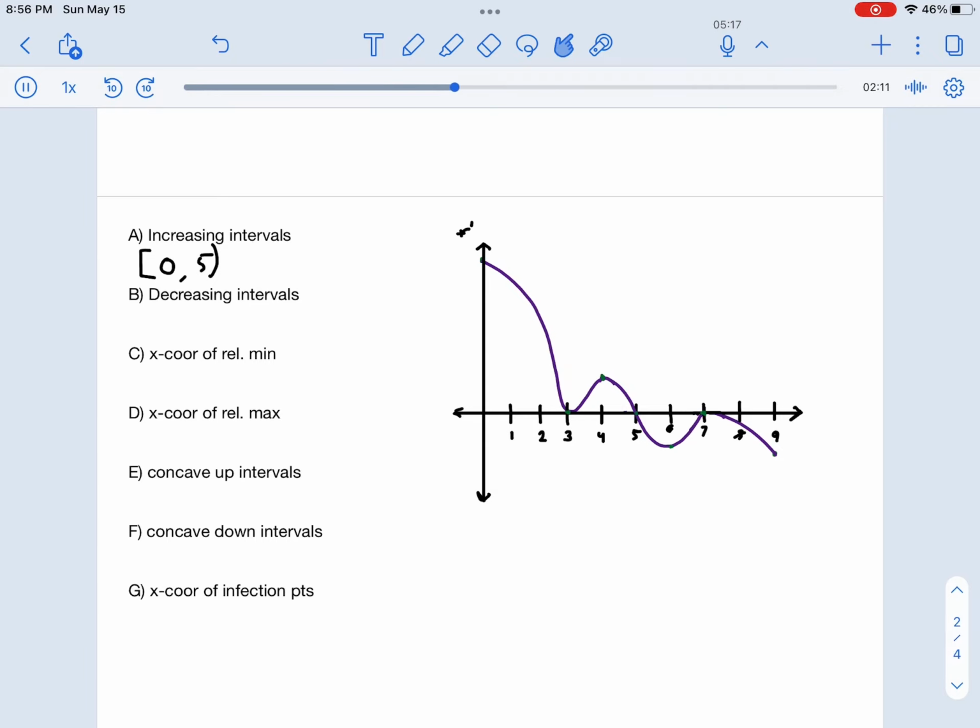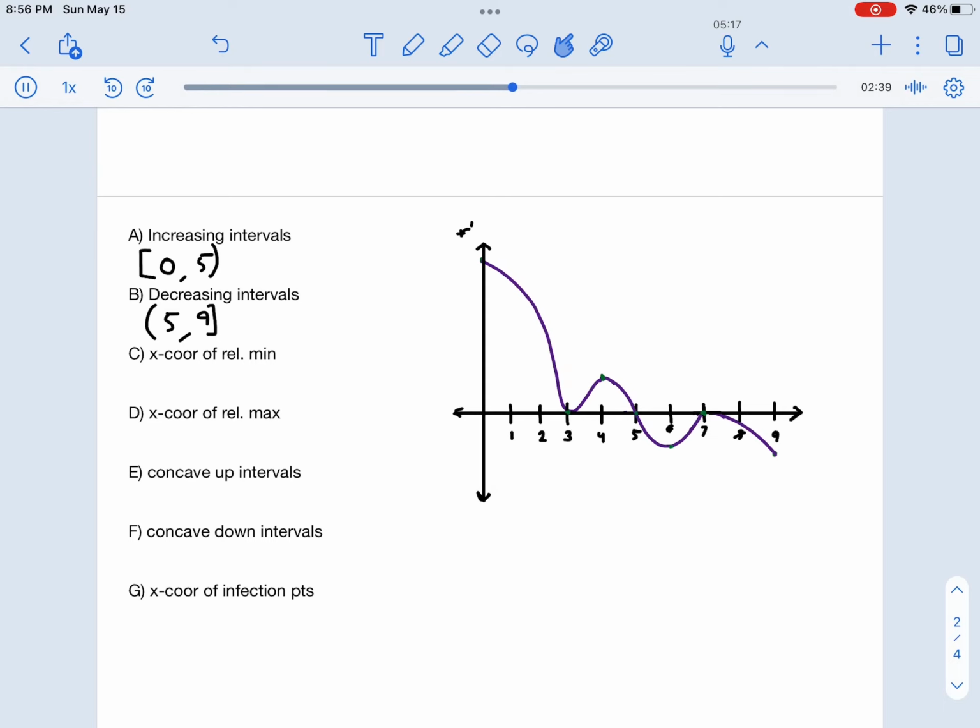And to find when f is decreasing, it is the same idea used in part A, except we are looking for where y is negative for the graph of f prime. And for this graph, that happens from 5 to 9. And there's a parenthesis on the 5 and a bracket on the 9.